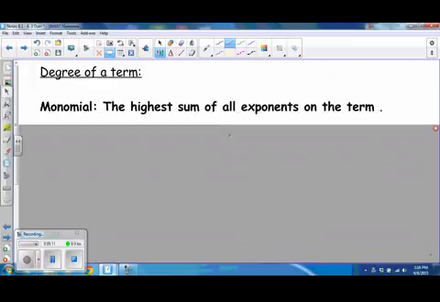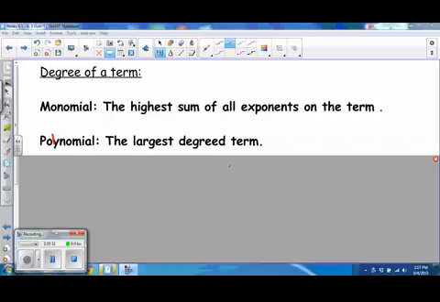If it's just a monomial, what is a monomial? Somebody raise your hand. What is a monomial? Yes. It only has one term. A monomial only has one term. If it's a monomial, it's the highest sum of all the exponents on that term. The degree is the highest sum of all exponents on the term. And we'll look at a couple examples.